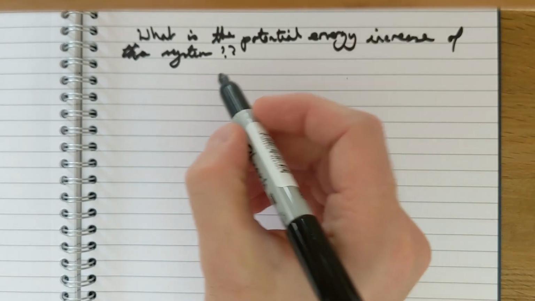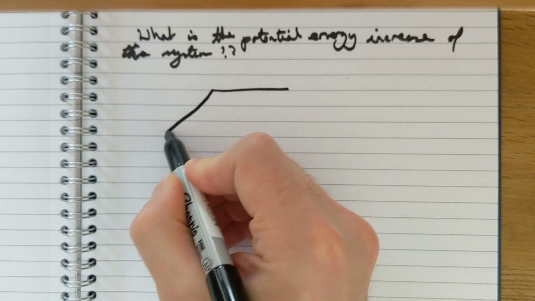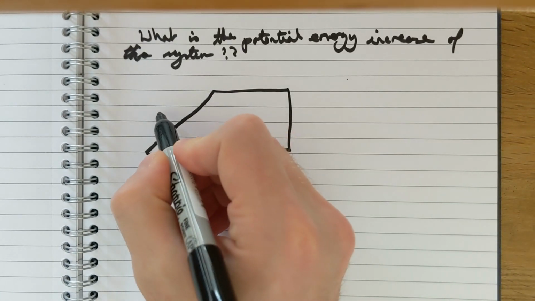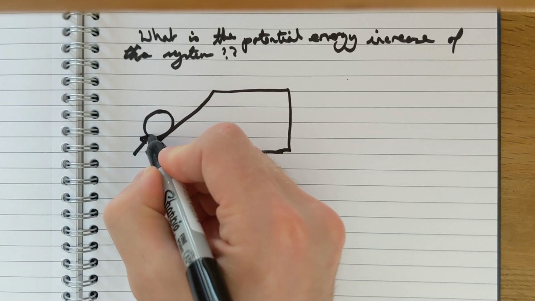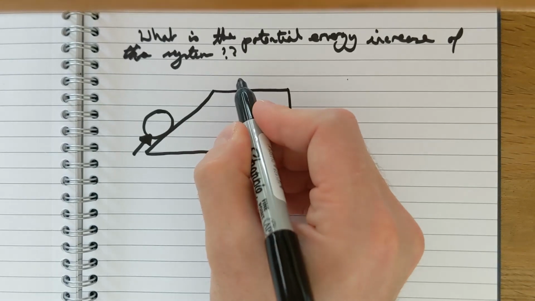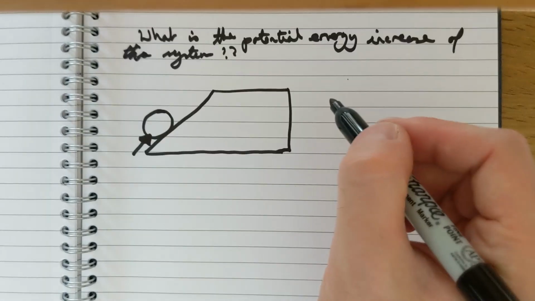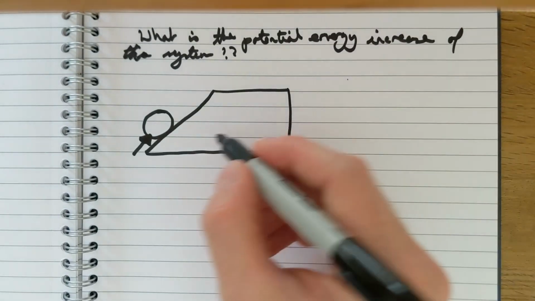And this system is just simply a slope with a ball, and you want to push this ball up the slope to the plateau. And so how much energy do you need to put into this system? How much more potential energy has the system increased by doing this?